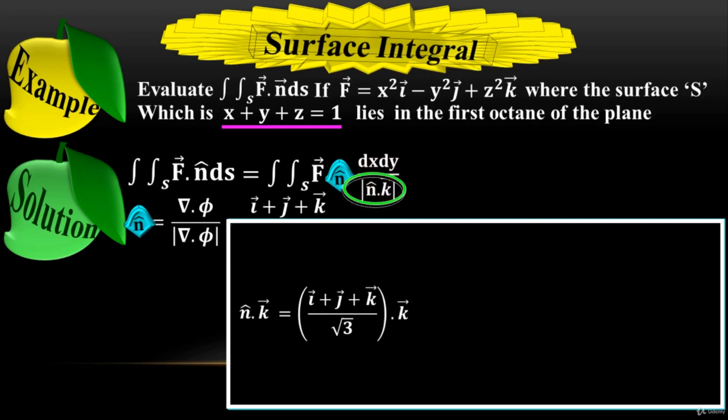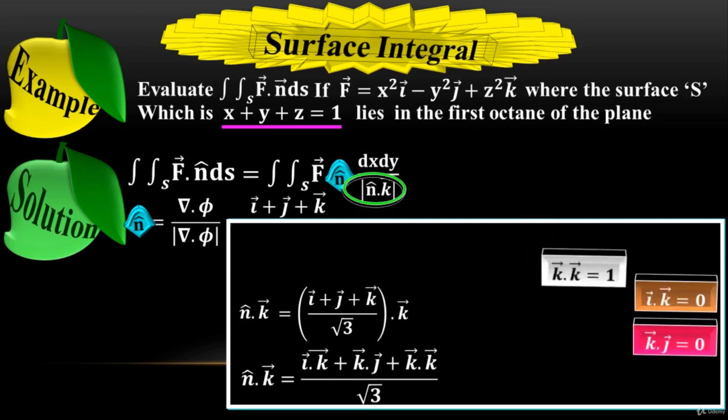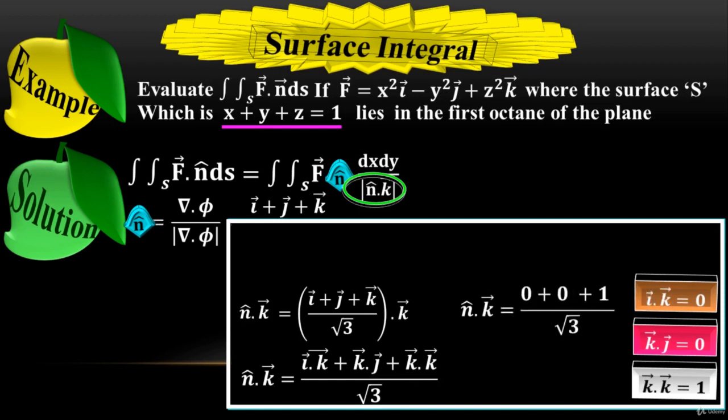Take their dot product. Now according to the rule, i times k equals 0, k times j equals 0, but k times k equals 1. I repeat, according to the rule, if you take the dot product of two same unit vectors, it equals 1. But if you take the dot product of two different unit vectors, it always equals 0. So i times k equals 0, k times j equals 0, but k times k equals 1. Therefore, it equals 0 plus 1 over the square root of 3, which equals 1 over the square root of 3. This is the final value of the dot product of n cap and k.